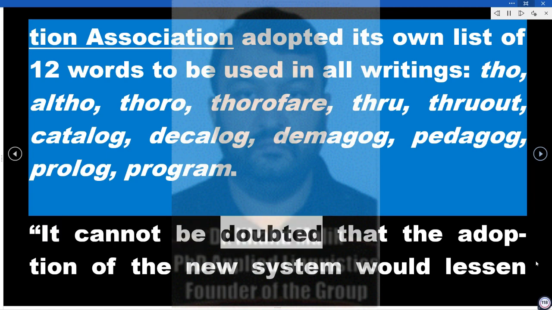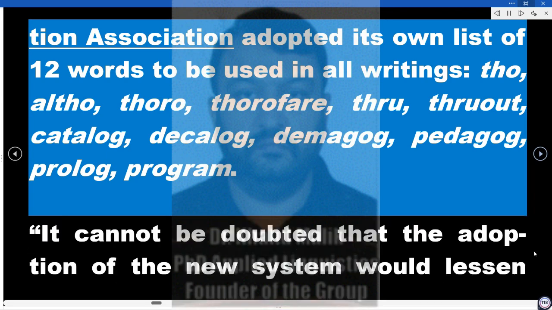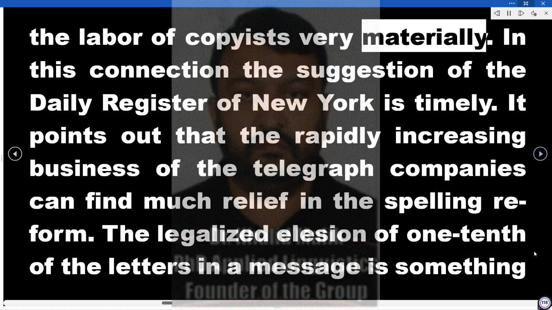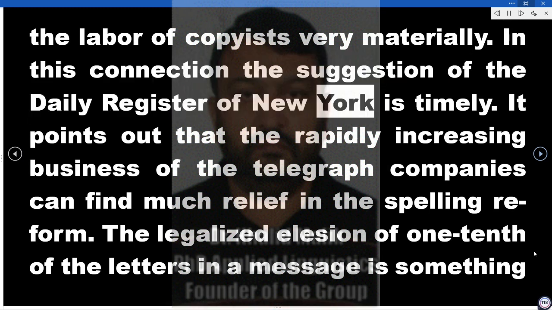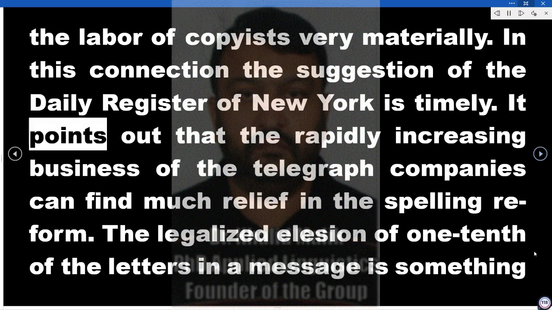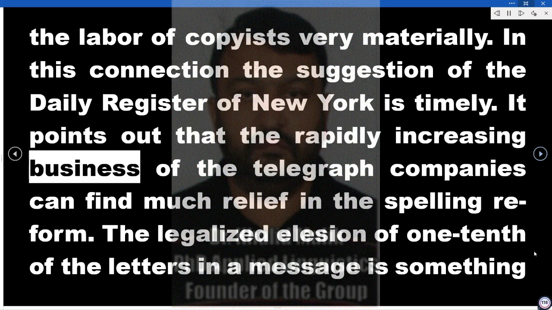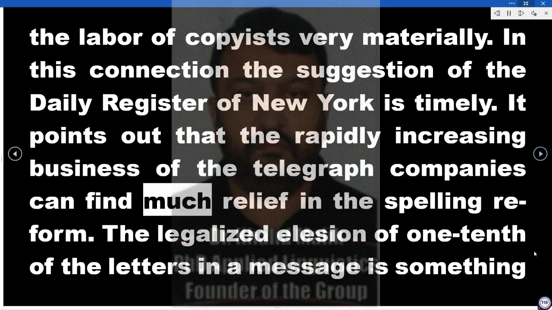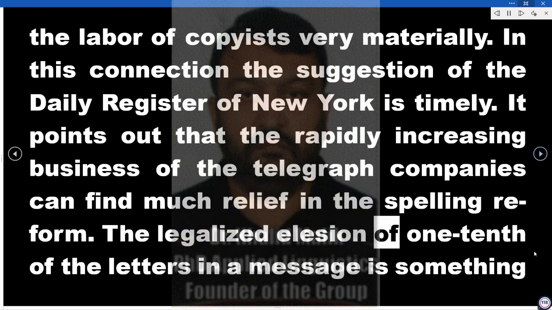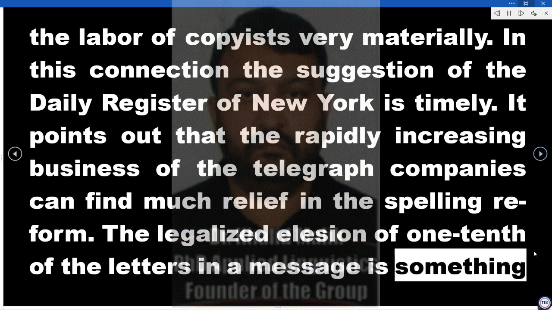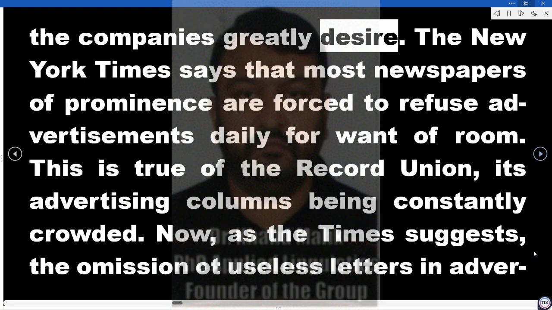It cannot be doubted that the adoption of the new system would lessen the labor of copyists very materially. In this connection, the suggestion of the Daily Register of New York is timely. It points out that the rapidly increasing business of the telegraph companies can find much relief in the spelling reform. The legalized elision of 1/10 of the letters in a message is something the companies greatly desire.